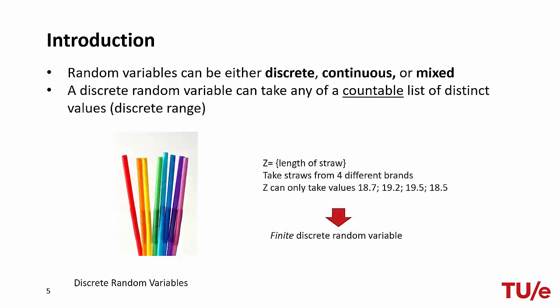As a second example, imagine you buy straws from 4 different brands and you define the random variable z as the length of a straw in centimeters. Maybe you find out that the only values that z can take are 18.7, 19.2, 19.5, and 18.5. Here again we have a finite list of distinct values, so z is a finite discrete random variable.